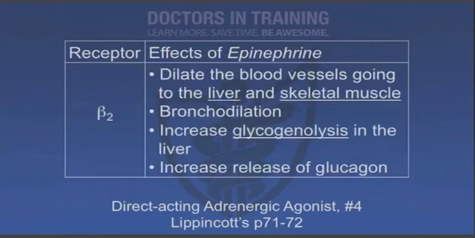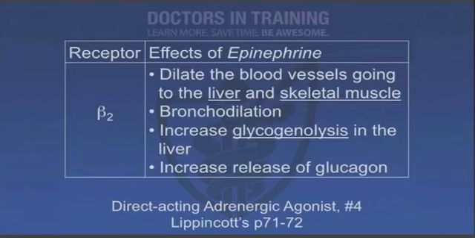The beta 2 receptors are going to dilate the blood vessels that are flowing to the liver and flowing to the skeletal muscles. Epinephrine also has some respiratory effects, primarily at the beta 2 site. Beta 2 receptors cause a powerful bronchodilation by acting directly on the bronchial smooth muscle. Now, not only that, but we're going to increase glycogenolysis and get more sugar out to where it needs to get to.